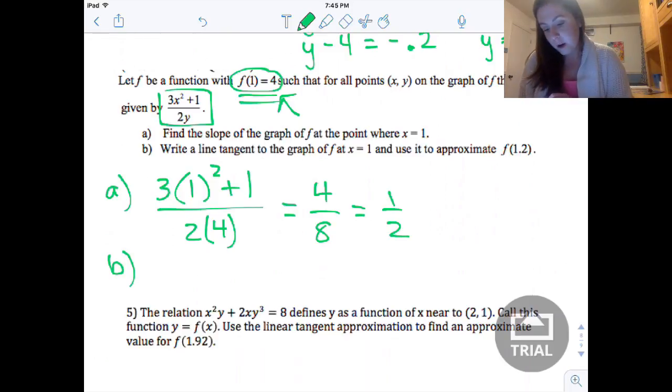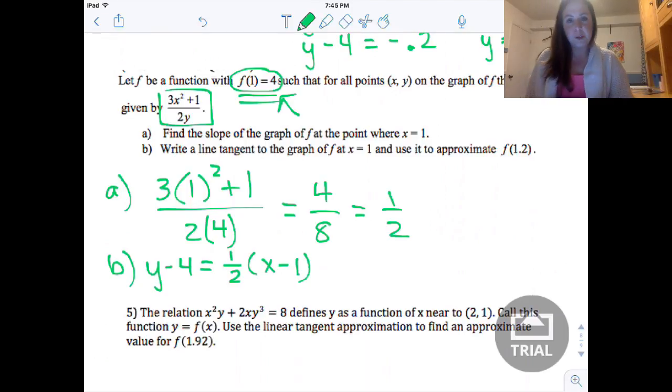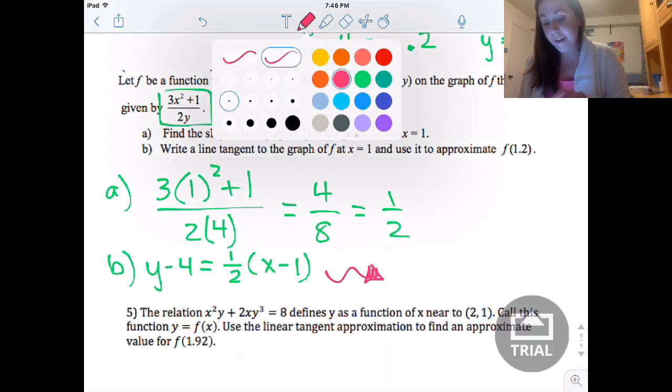So I know my y value is 4. I know my slope is 1/2. And I know x is 1. So I'm just going to plug that in, call it a day. And then I'm going to approximate at 1.2. So again, please don't simplify. It makes your life harder.